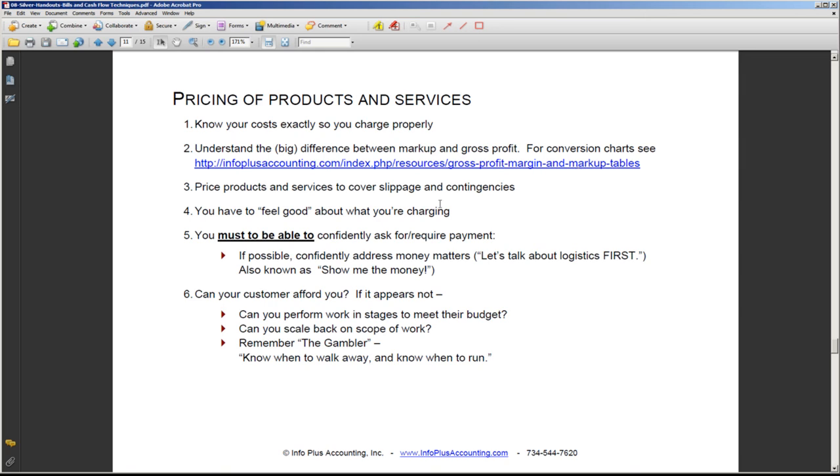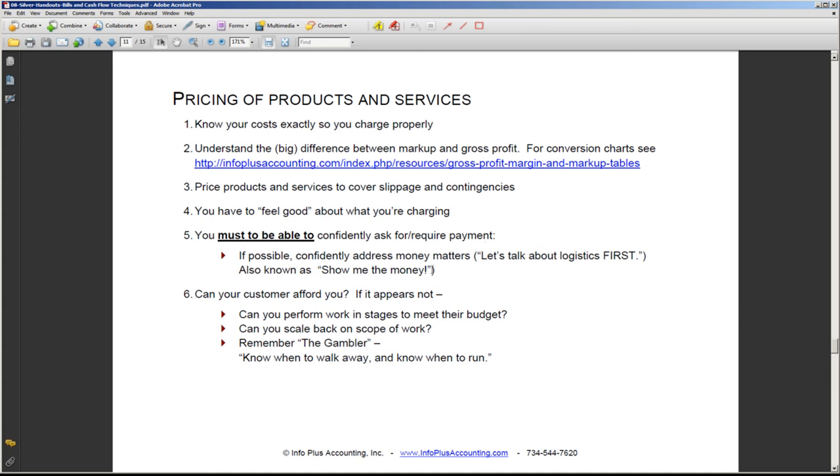So you want to price your products and services to cover any slippage and contingencies. This is part of the estimating process. I don't know that we talked about that, but make sure that you build in something extra in your pricing for that. If you're a business owner, you have to be able to feel good about what you're charging, and so knowing what your costs are can help you feel pretty confident that you're charging the right amount, that you're covering your costs, and making the right profit.